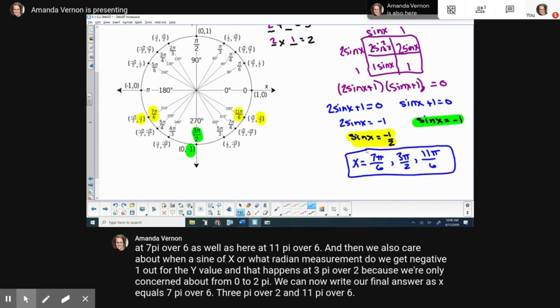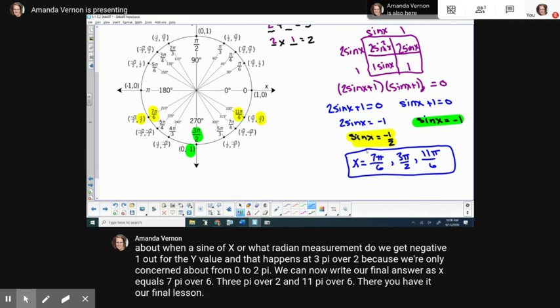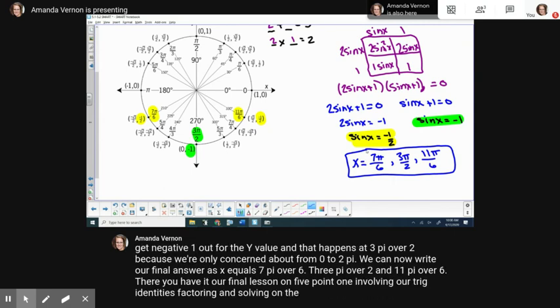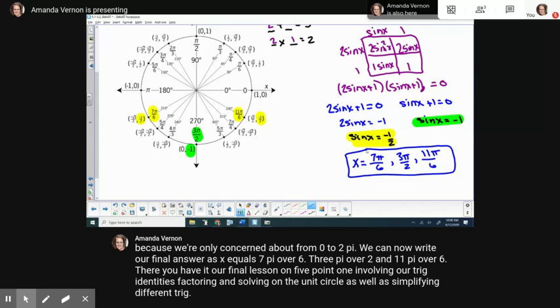There you have it, our final lesson on 5.1 involving our trig identities, factoring and solving on the unit circle, as well as simplifying using our trig identities.